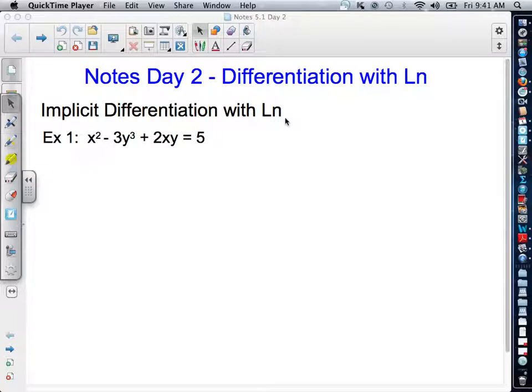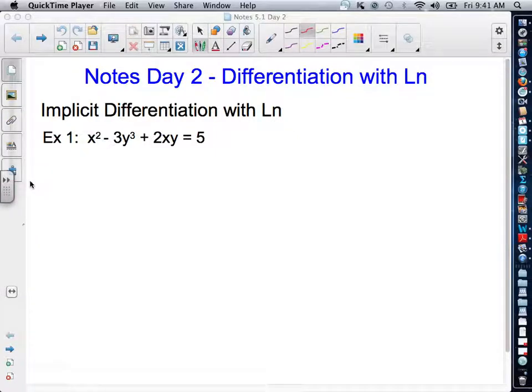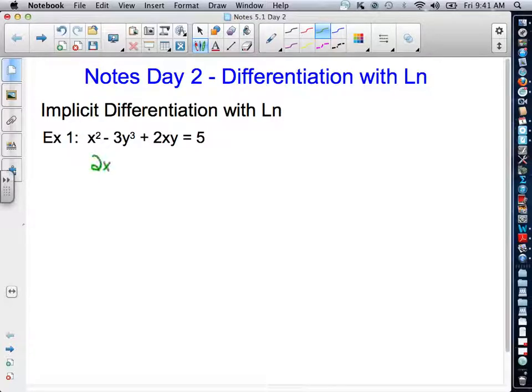Right, so we're going to try and take the derivative for this equation, but it's an implicit form. It's not solved for x. So we're going to take the derivative. Anytime we take the derivative and we don't have an x with it, we're going to have dy over dx. So my derivative of x squared is going to be 2x.